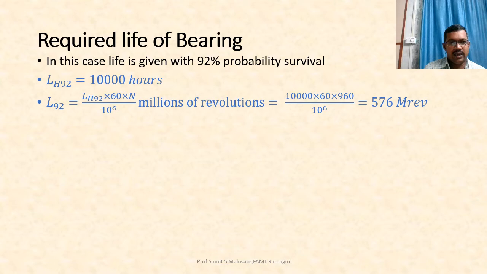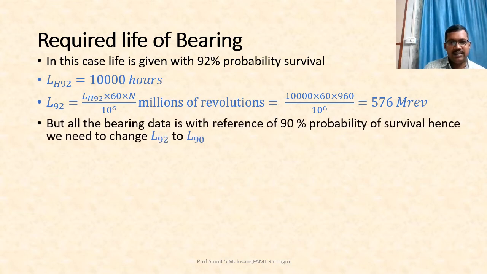Okay, then L92 is equal to LH92 into 60 into n divided by 10 to the power of 6, because I want the life in terms of millions of revolutions. So that comes out to be 576 millions of revolutions as shown.